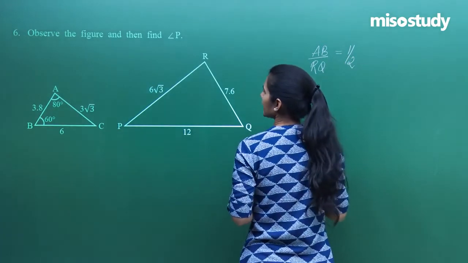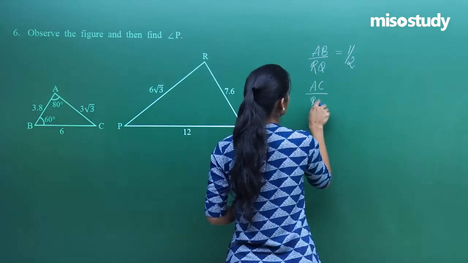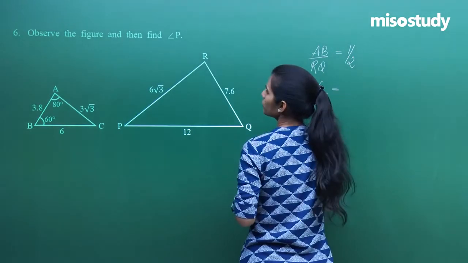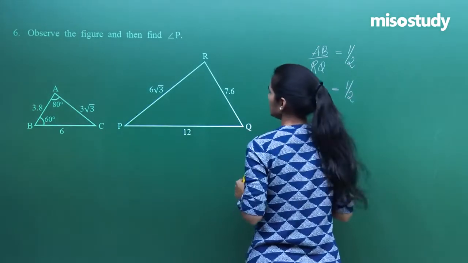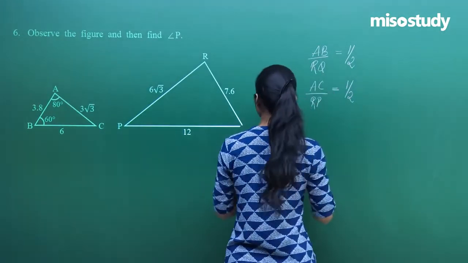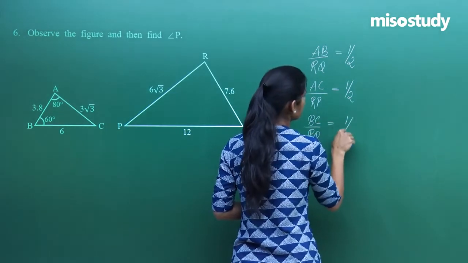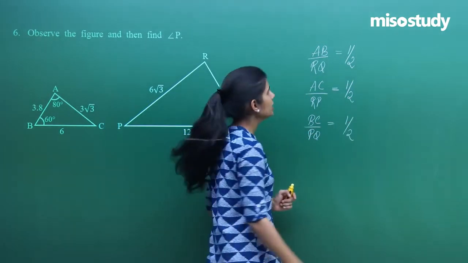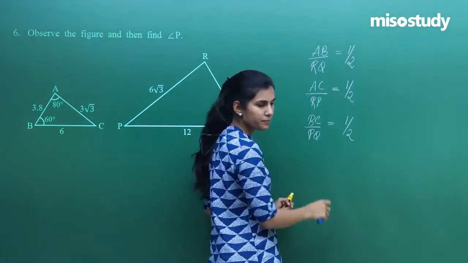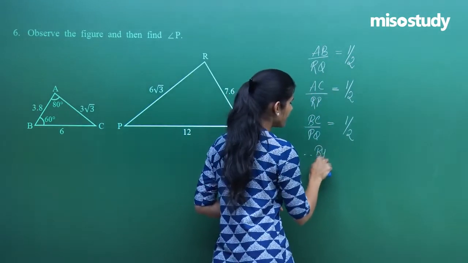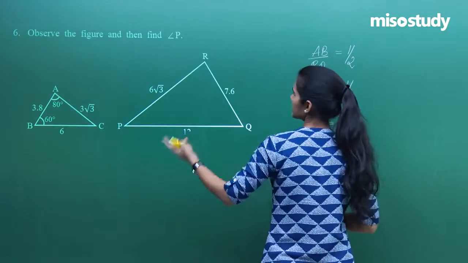Then I am saying AC upon RP is equal to 3 root 3 upon 6 root 3, which is 1 by 2. And then you have BC upon PQ is equals to 6 upon 12, which is 1 upon 2. So you have AB upon RQ is equal to AC upon RP is equals to BC upon PQ. Therefore, by SSS similarity criteria, both these triangles are similar.